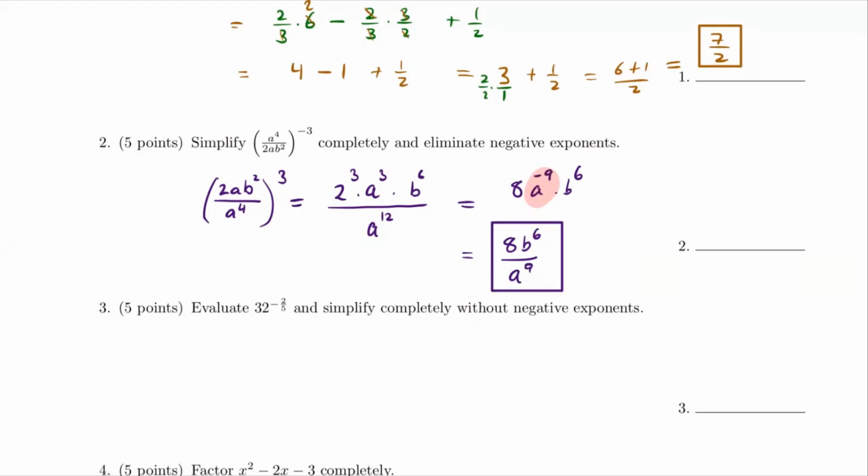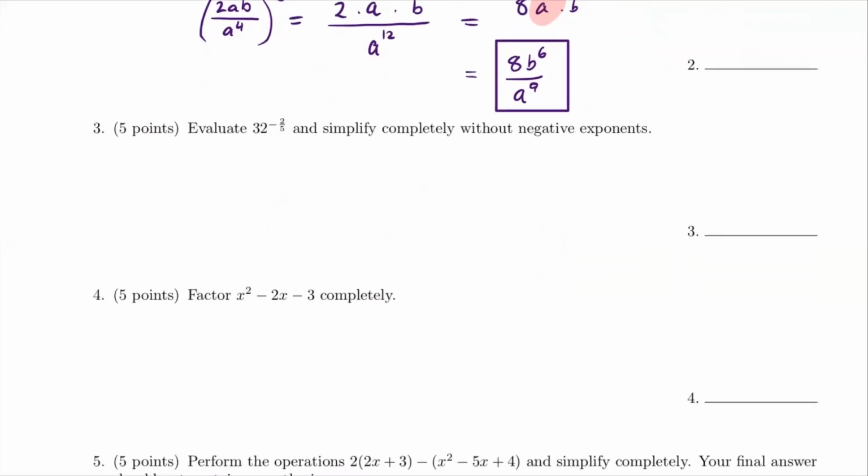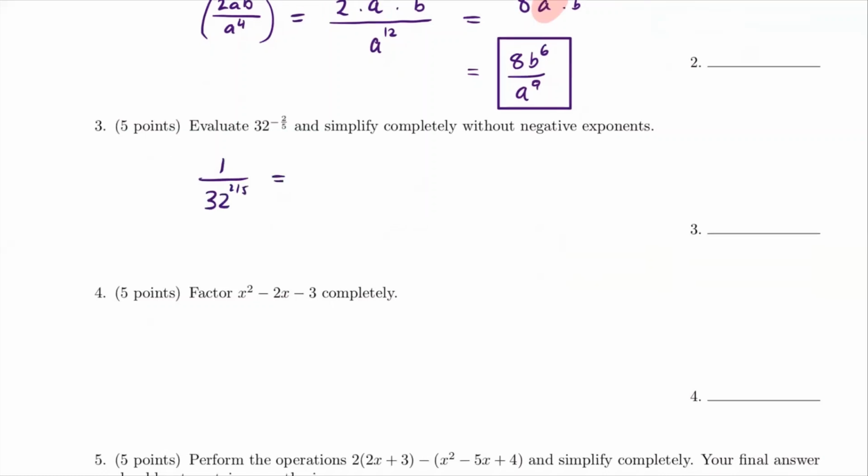Number 3, another example of laws of exponents. So here we have 32 to the power of -2/5. So again, turn the exponent into a positive exponent. So I'm going to write 1 over 32 to the power of 2/5. Now you can write this as a radical because it's a fractional exponent. We got 1 over the 5th root of 32 to the 2nd power, just like that.